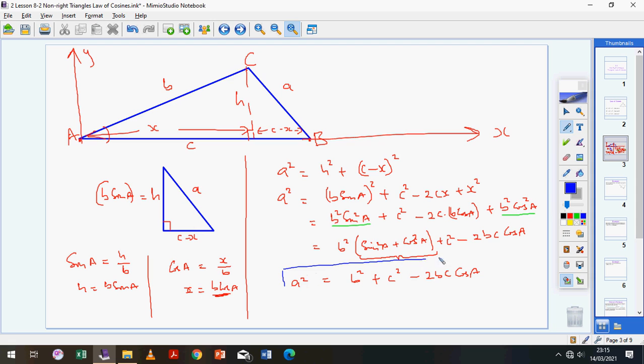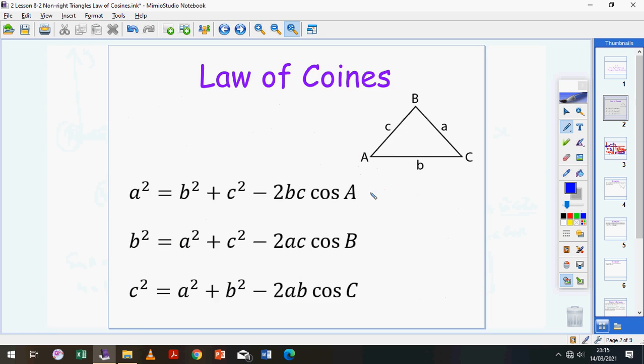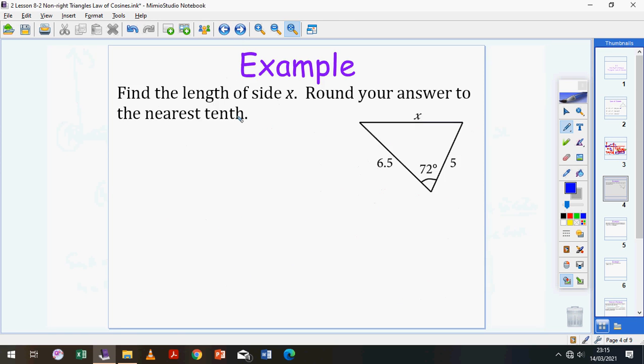right? And I hope you can see that depending on what you name your sides or angles, you can get all of the other forms of the cosine law. That one that I've just done is this first version of the cosine law. Let's go ahead and apply it.